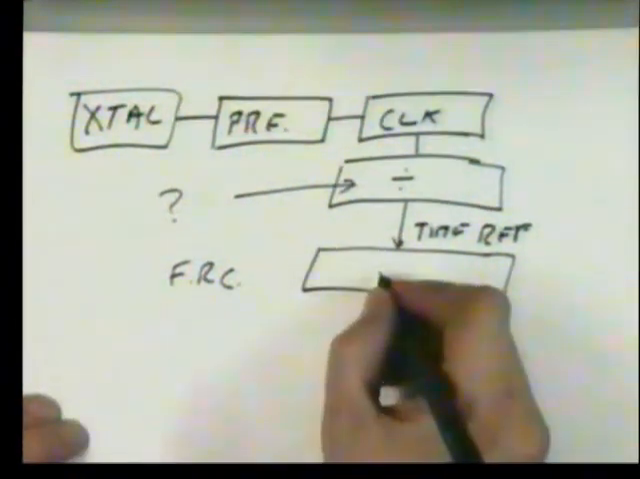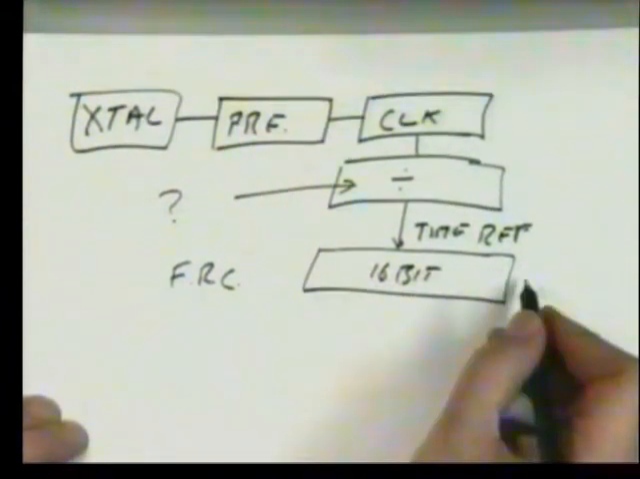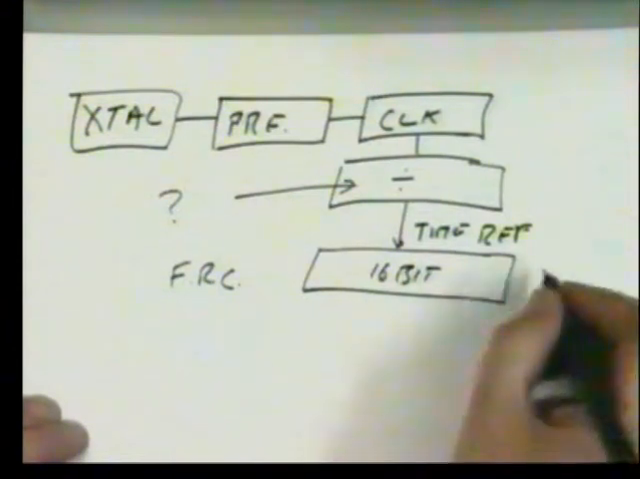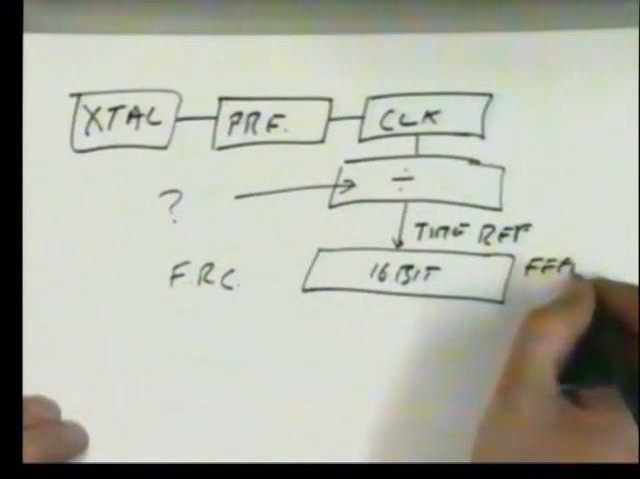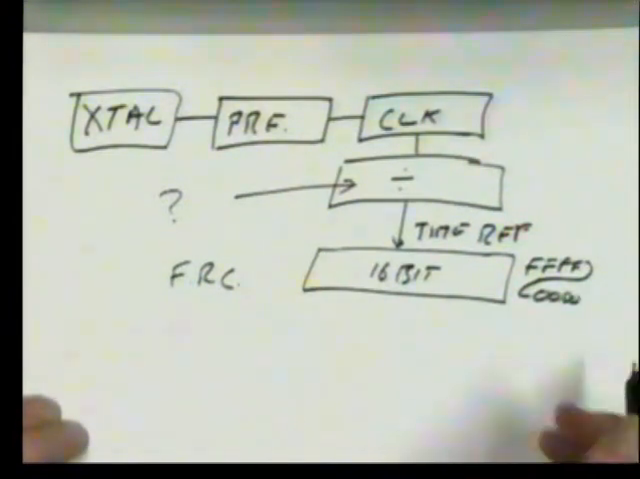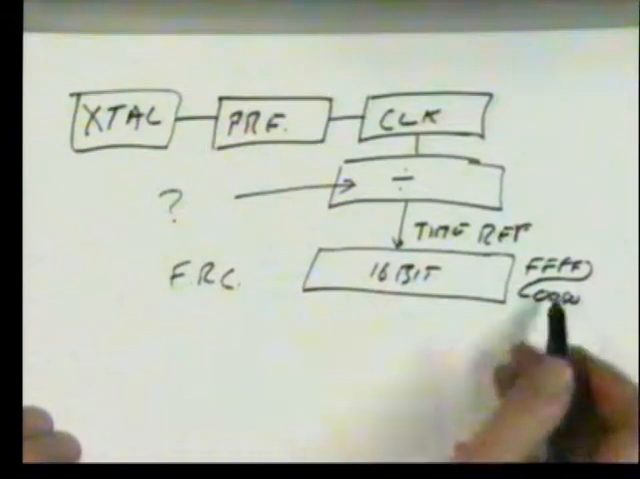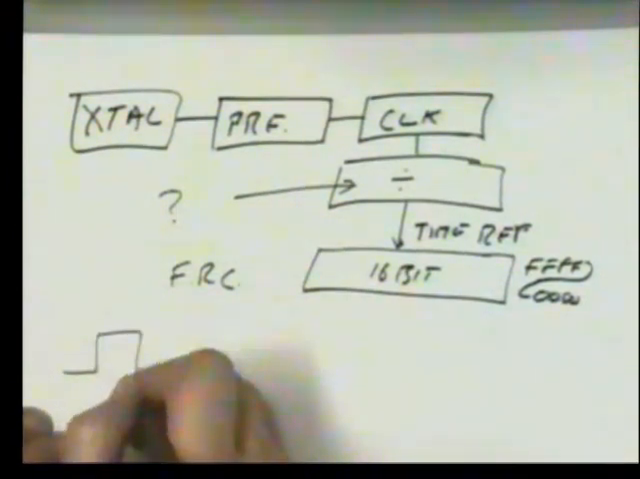So how does this free counter work? Well, normally it's a 16-bit device, and it just counts up until it overflows. And when it overflows, it goes from FFFF back to 0000. Now, how can we use this thing to measure frequencies? Here's our input frequency.